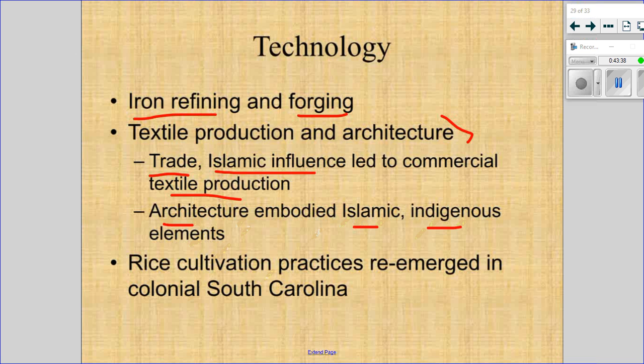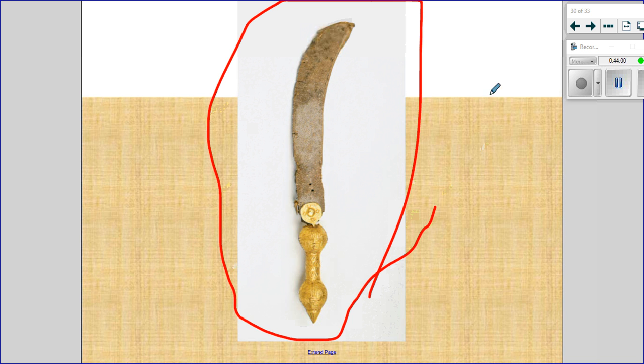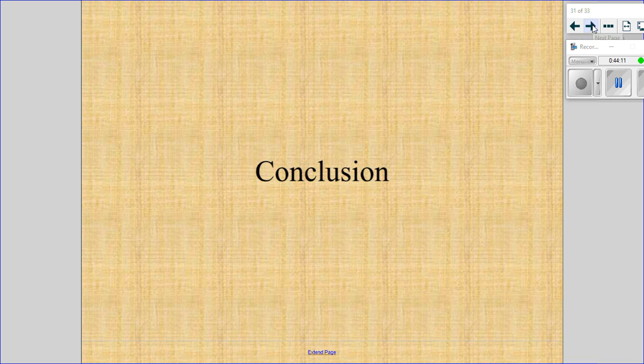Rice cultivation is going to become important, and that is going to reemerge later in colonial South Carolina. They're going to find that the environment and the climate in South Carolina is conducive to rice cultivation, and that's going to become really important. This is an Ashanti sword found in West Africa. It's got a gold handle. This is actually a ray skin, like a stingray sheath. It's kind of cool.